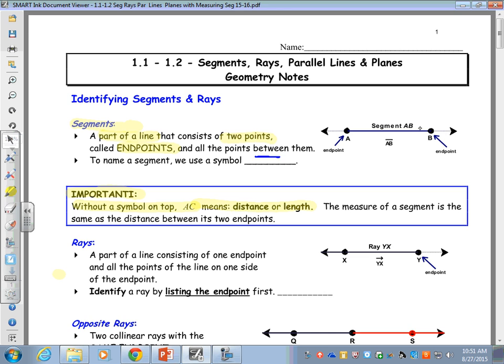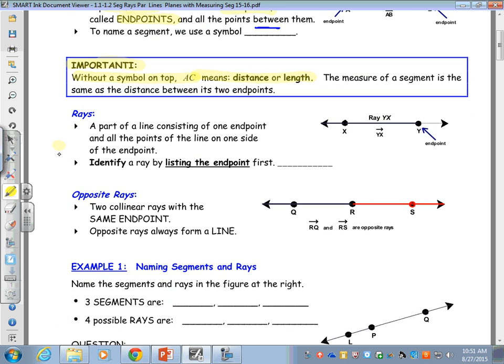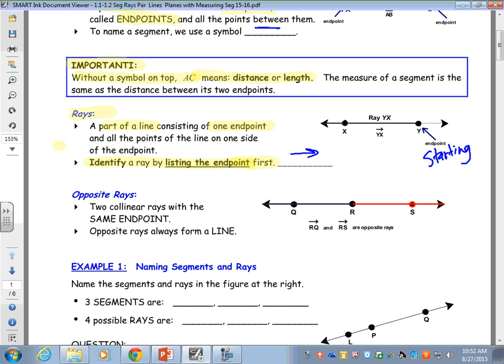We don't need that. All right, for ray, it's also part of a line, but it only has one endpoint. And you identify the ray by listing the endpoint first. Our symbol for ray is an arrow, and it's always pointing to the right. Orientation is not important. This is a universal symbol. And your endpoint is your starting point for a ray.